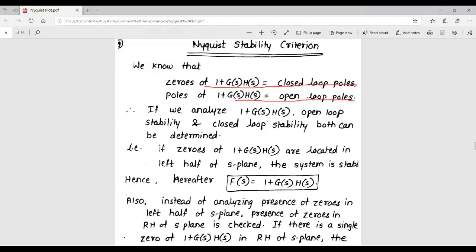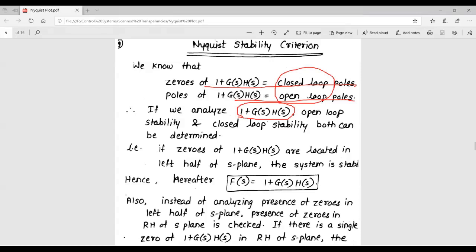So if we need to analyze open loop stability and closed loop stability both, instead of analyzing OLTF and CLTF both, we can analyze zeros and poles of 1 plus GSHS, and we'll be able to analyze both the types of stabilities, open loop as well as closed loop stabilities. Now, right now we are interested in the closed loop stability, and so we will be considering only zeros of 1 plus GSHS, which are nothing but closed loop poles.